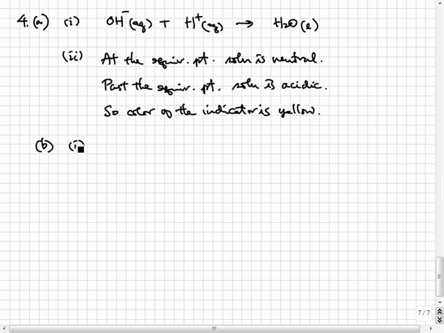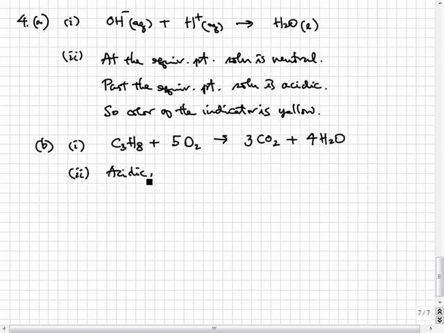B1. The combustion of any hydrocarbon is its reaction with oxygen to give CO2 and H2O. To balance this equation, we need 3 CO2 on the right and 4 H2O. This makes 10 O on the right, which needs 5 O2 on the left. 2. The solution should be acidic because when CO2 is dissolved in water, it makes carbonic acid.